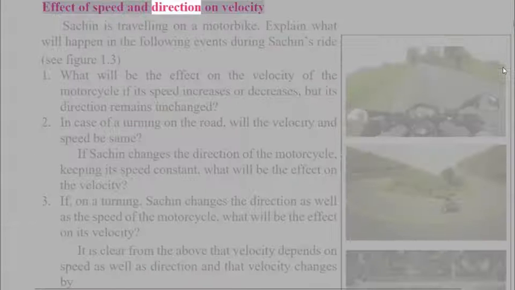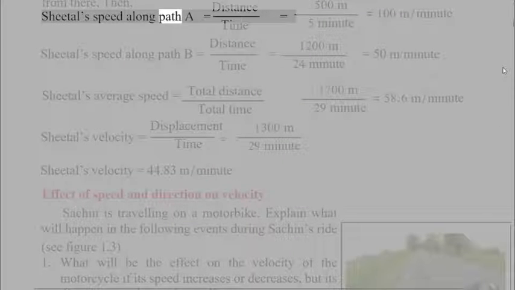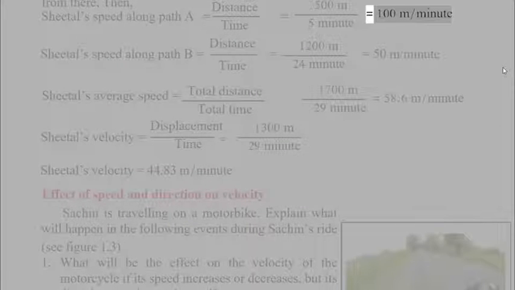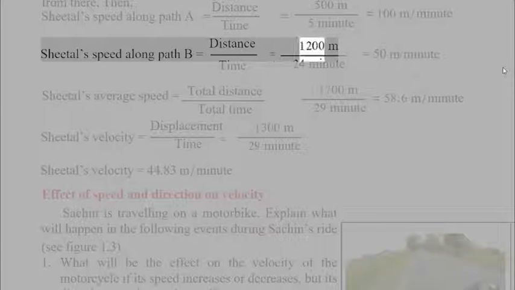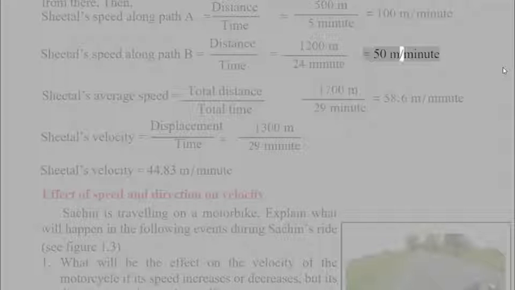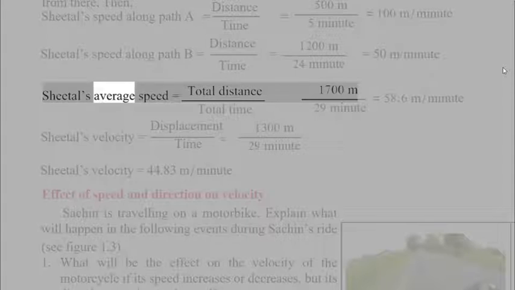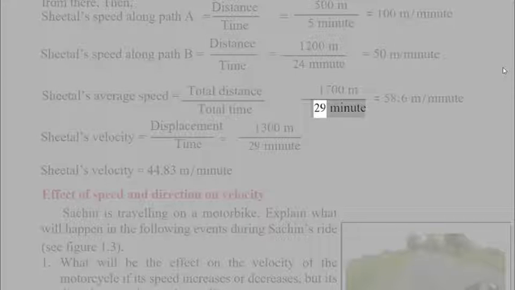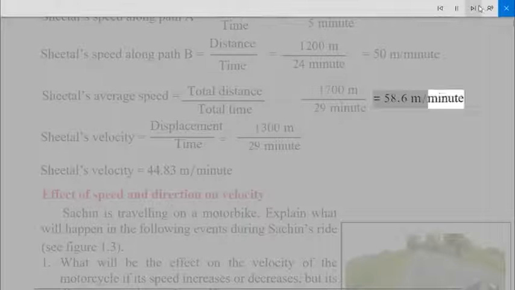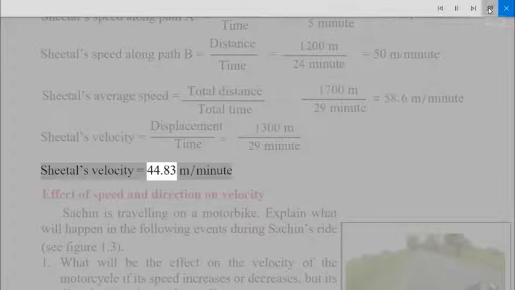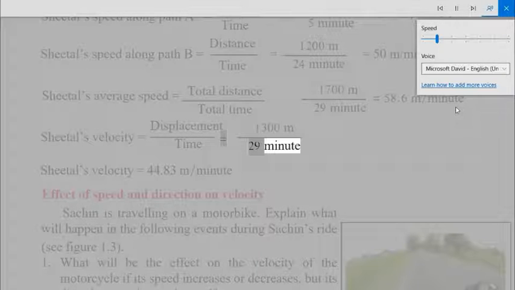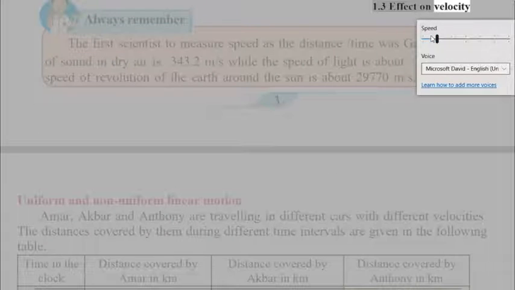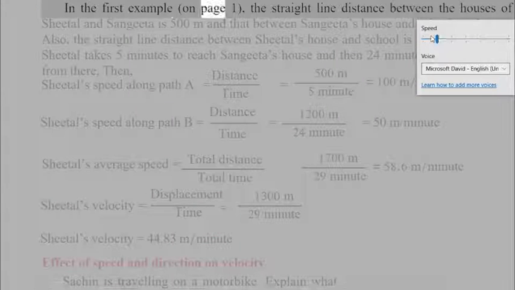Effect of speed and direction on velocity. Sheetal's speed along path A equals distance over time, 500 m over 5 minutes, equals 100 m/minute. Sheetal's speed along path B equals 1200 m over 24 minutes, equals 50 m/minute. Sheetal's average speed equals total distance over total time, 1700 m over 29 minutes, equals 58.6 m/minute. Sheetal's velocity equals displacement over time, 1300 m over 29 minutes, equals 44.83 m/minute.